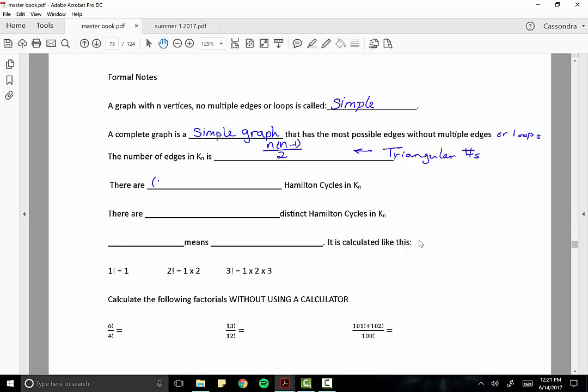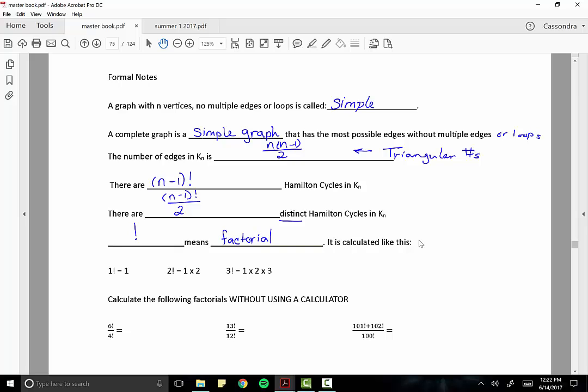There are n minus 1 factorial Hamilton cycles in Kn. This exclamation point does not mean that I'm wicked excited about math. I mean, I am wicked excited about math. I have many degrees in the subject. I love math. I love sharing my love of math. But that exclamation point is actually a mathematical operation, not that I'm excited. And then there are n minus 1 factorial divided by 2 distinct Hamilton cycles in Kn. This exclamation point means factorial.